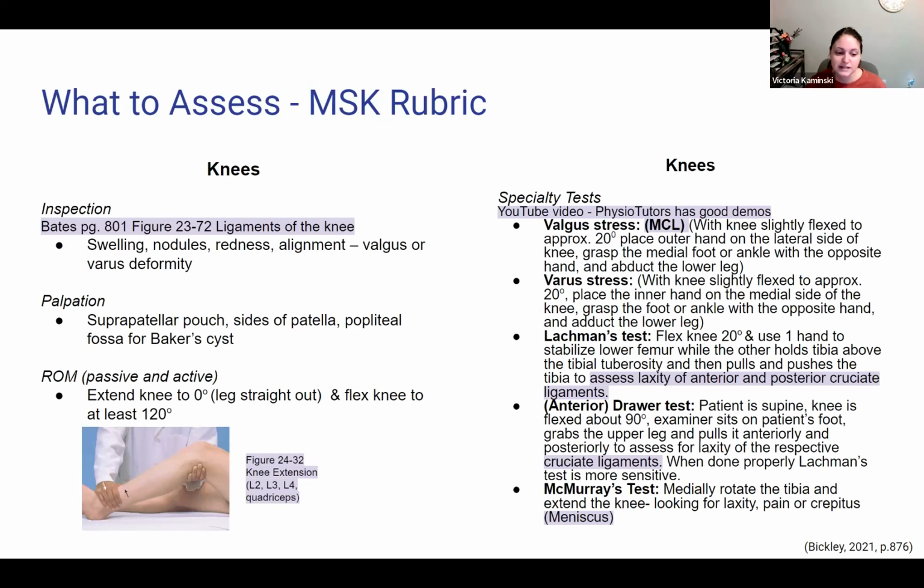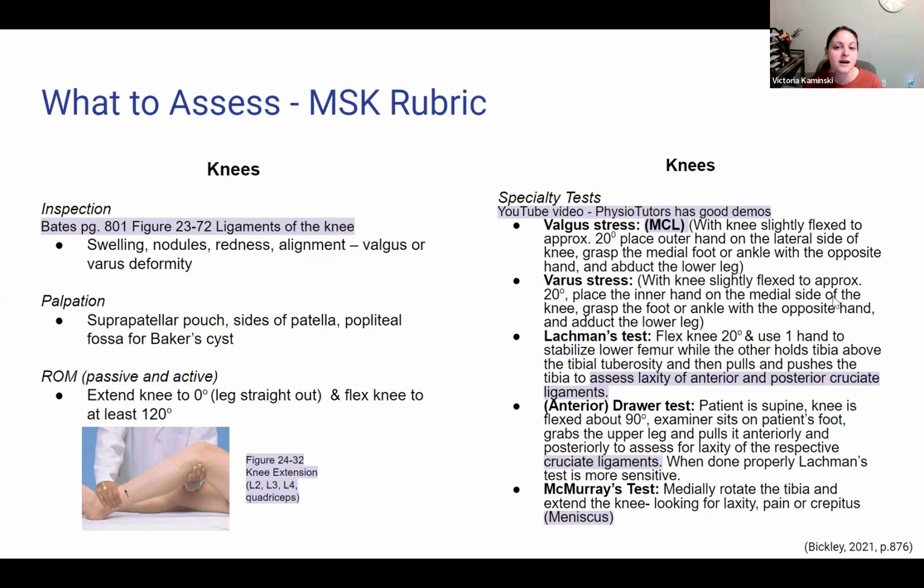Your Lachman test is assessing the laxity of the anterior and posterior cruciate ligaments, or those ACL and PCLs. Again, it gives you instructions on how to perform that. Your anterior drawer test is testing those cruciate ligaments. When done properly, the Lachman test is more sensitive though. And then the McMurray test is medially rotating that tibia and extending it, and that's going to help to decide if there's a meniscus injury.